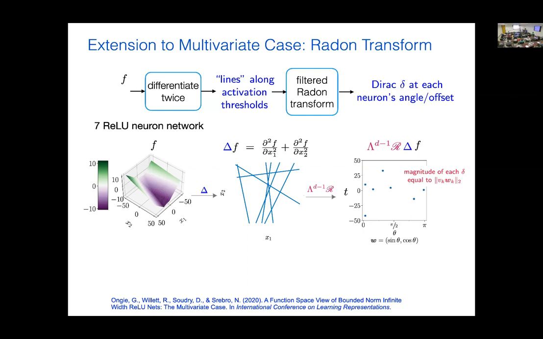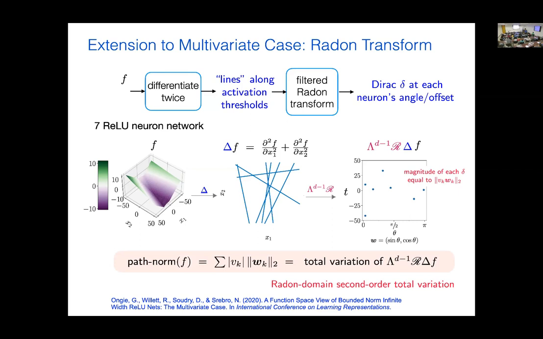In 1D, all we had to do is take 2 derivatives, and then we can read off the heights of these impulses, which gives us these path norm terms for each neuron. Here we have to do something a little more. We have to first take derivatives, then we transform into the Radon domain. You get a similar kind of impulse picture. And so what that means is this thing I was calling the path norm is the total variation of this measure that you get after taking f, taking the Laplacian, and then taking this filtered Radon transform. We call that Radon domain second order total variation.